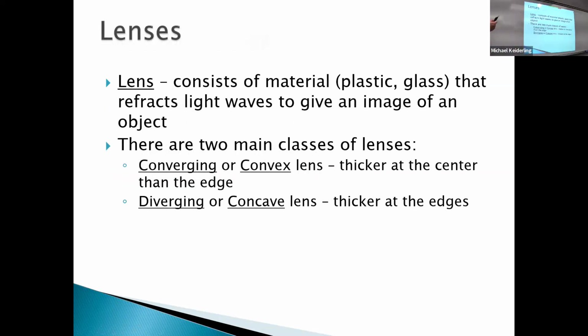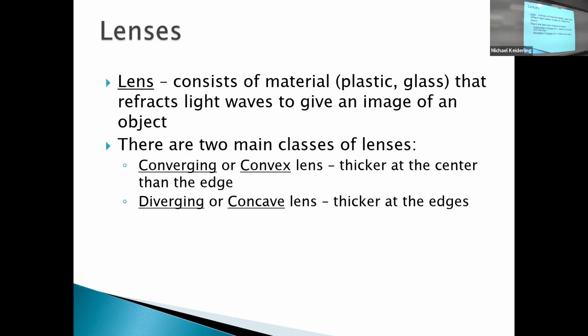So we were talking about lenses. The lenses consist of some material, and they bend light by refraction. Some material, plastic or glass, that refracts light waves to give an image of an object. They focus light by bending light through refraction instead of reflecting light like a curved mirror does. And because they have differently curved surfaces, that causes a net bend when light comes in and exits from refraction.